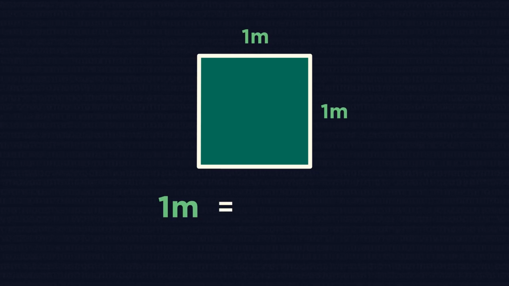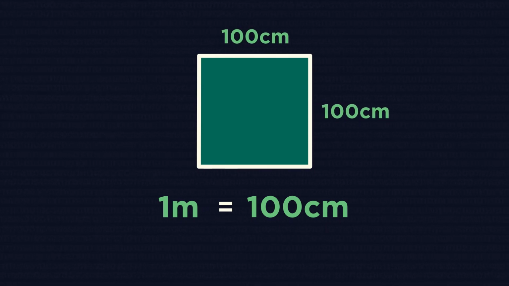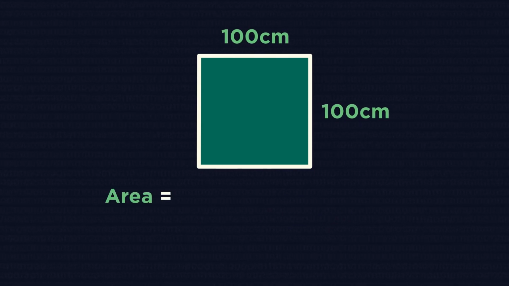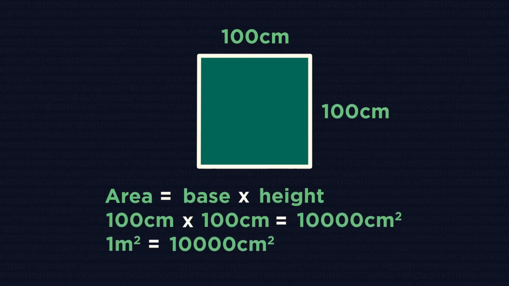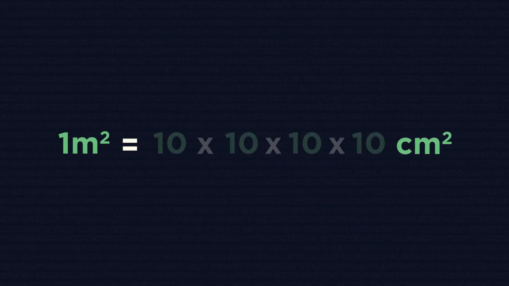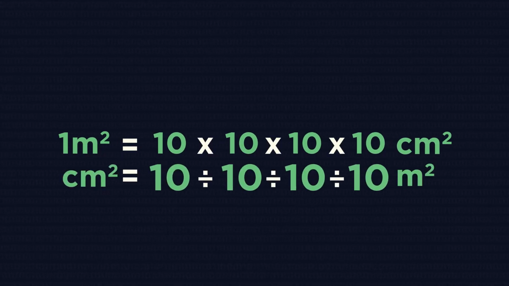Simply put, a square that has lengths of 1 metre. We know that because 1 metre is the same as 100 centimetres, our square dimensions are 100 centimetres by 100 centimetres. We find the area of a square by multiplying the base by the height, which means that 1 metre squared contains 10,000 centimetres squared. We can therefore convert any values in metres squared to centimetres squared by multiplying the value by 4 powers of 10, or back by dividing by 4 powers of 10.